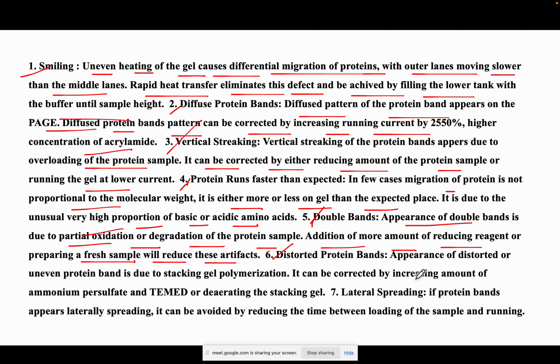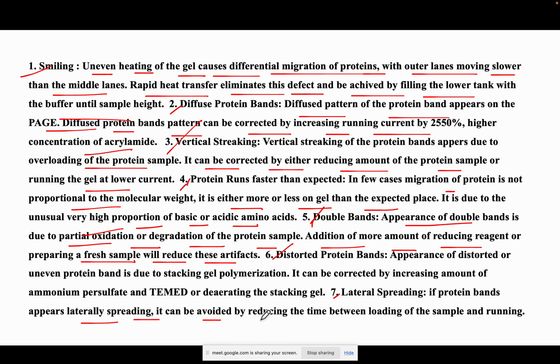It can be corrected by increasing the amount of ammonium persulfate and TEMED, or denaturing the stacking gel. Lateral spreading can happen if protein bands appear laterally spreading. It can be avoided by reducing the time between loading of the sample and running.